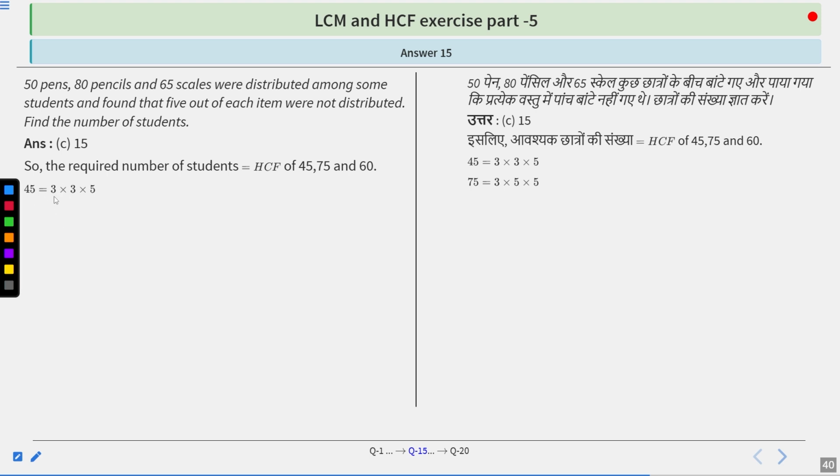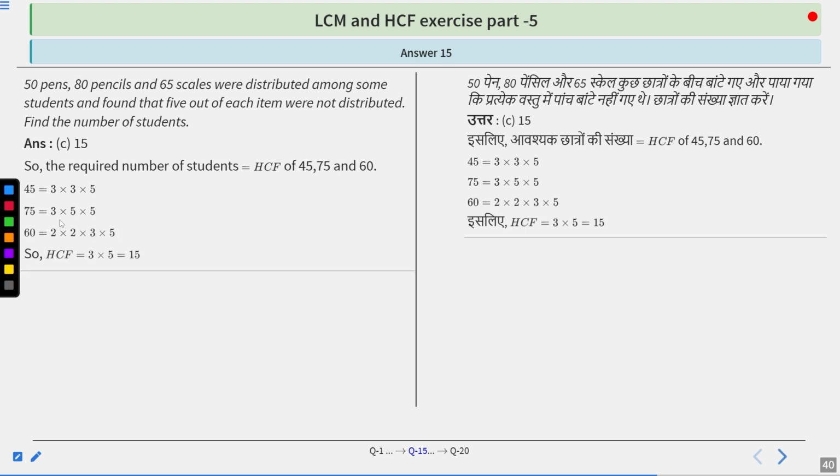Factors of 45 are 3 into 3 into 5. Factors of 75 are 3 into 5 into 5. And factors of 60 are 2 into 2 into 3 into 5. So the HCF is 3 into 5. That is 15. That means number of students were 15. Option number C is the correct answer.